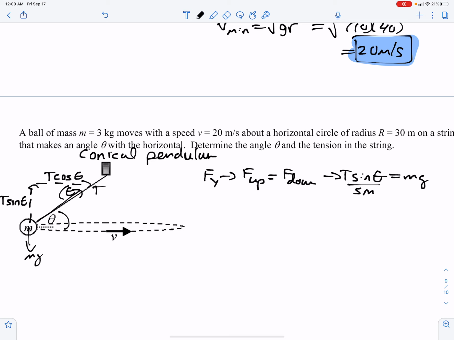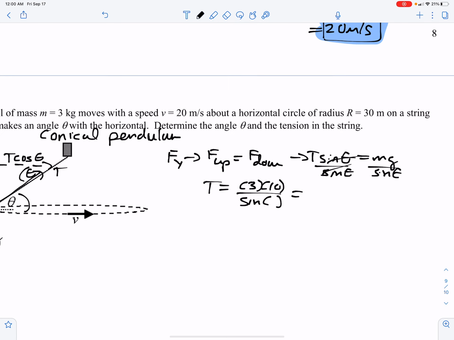We'll divide by sine theta. And tension equals the 3 kilogram mass times 10 divided by the sine of the angle. Now, I don't know what the sine of the angle is, so I'm going to leave that one blank, and we're going to come back and finish this problem. Okay? So right now, I don't quite know what is there yet. But we're going to come back to it.